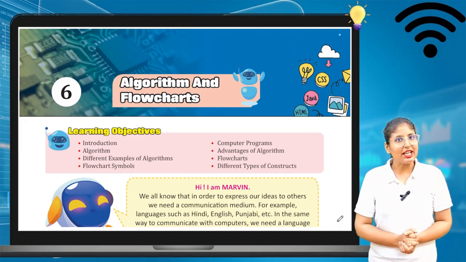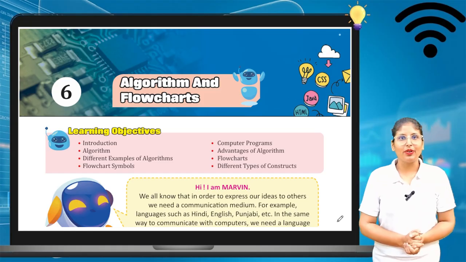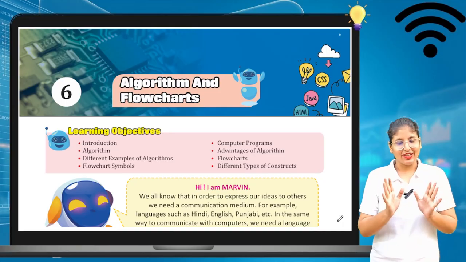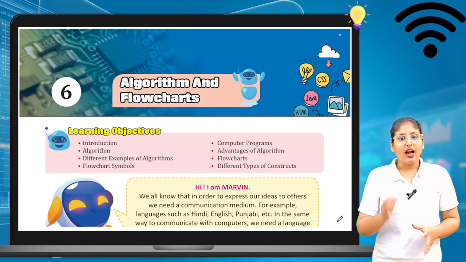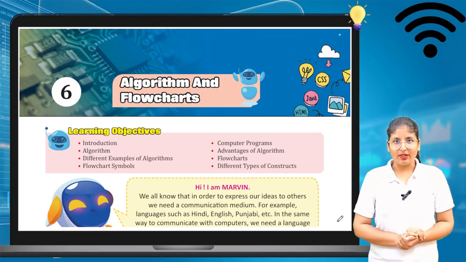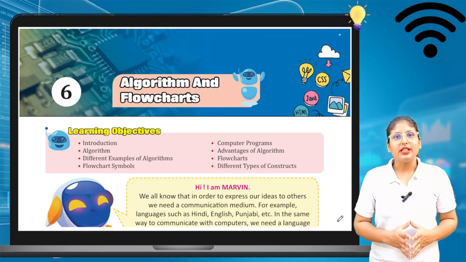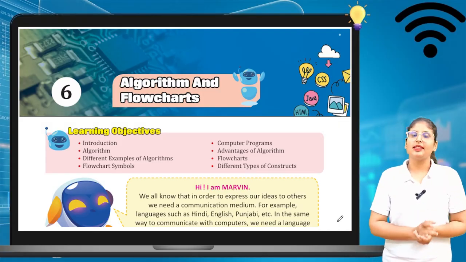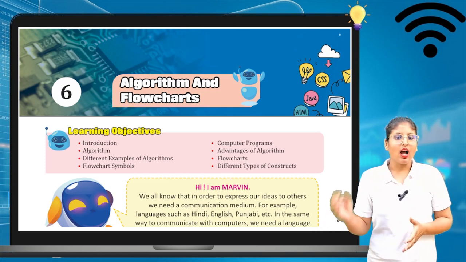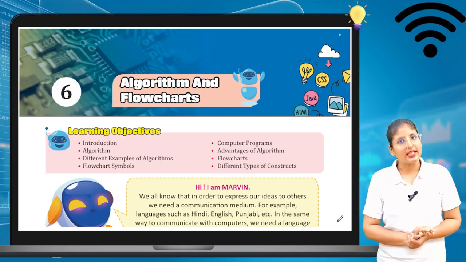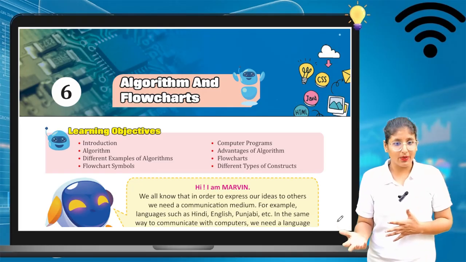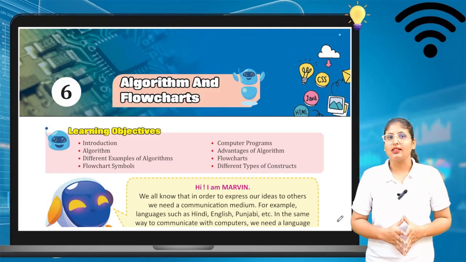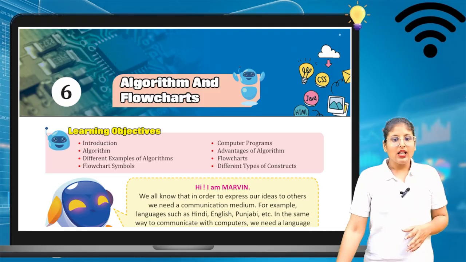So, my dear learners, here we will start chapter number 6 of your book, and the name of the chapter is Algorithm and Flowchart. In this class, we will see something new. First, we will see what is a flowchart and what is an algorithm in a computer. Let's see what these terms are and how we can use them in a computer. So let's start.